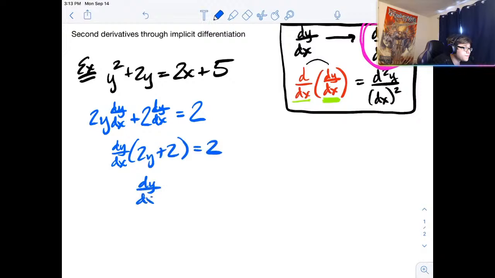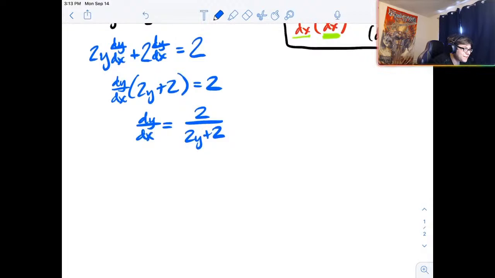And to get dy dx completely by itself, all we need to do is divide both sides by 2y plus 2. Simplify it, right? So far, that's what your first derivative looks like. I am noticing that each of those coefficients are 2's, so we can go through and reduce everything by 2 in order to make it just a little bit simpler for ourselves. And I do believe that simplifying before you launch yourself into your second derivative might be a decent idea.